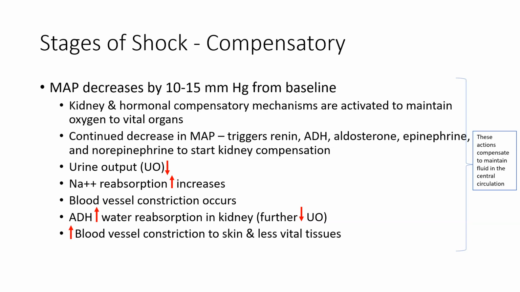Like I said a few minutes ago, to our skin and less vital tissues, sometimes the book mentions it as non-vital, because they can last longer without perfusion and oxygenation, which is that trigger for anaerobic metabolism and some lactic acid buildup. But that blood vessel constriction is occurring in that vascular bed to increase cardiac output. So these actions compensate to maintain fluid in the central circulation to those vital organs: the kidney, the brain, the lungs, the heart, the liver, okay?